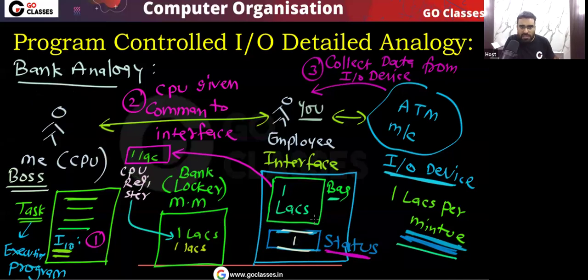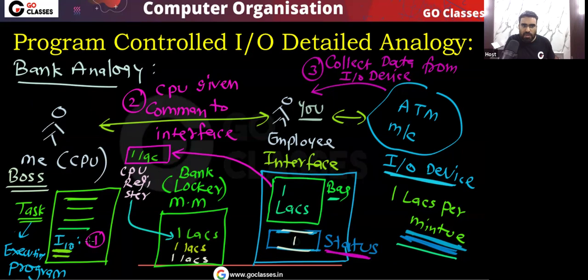Now, when the CPU will see that this bit is 1, now the data is ready. The CPU knows that data is ready. Now again the CPU will take this 1 lakh rupees and send it to the CPU register. From the CPU register, the data will go to the main memory. So another 1 lakh rupees will come. Now the task is over or not? Tell me, yes or no?